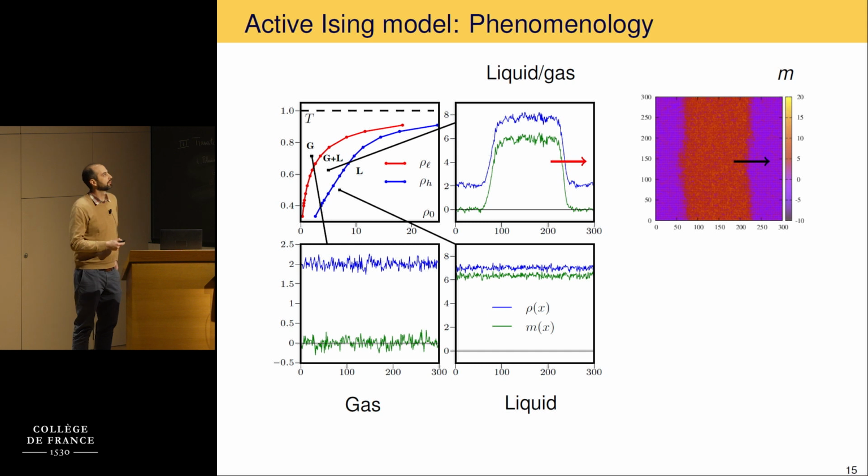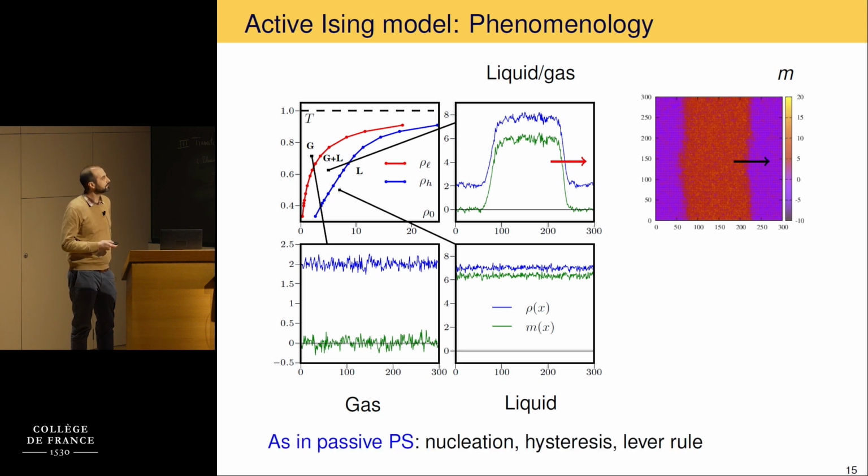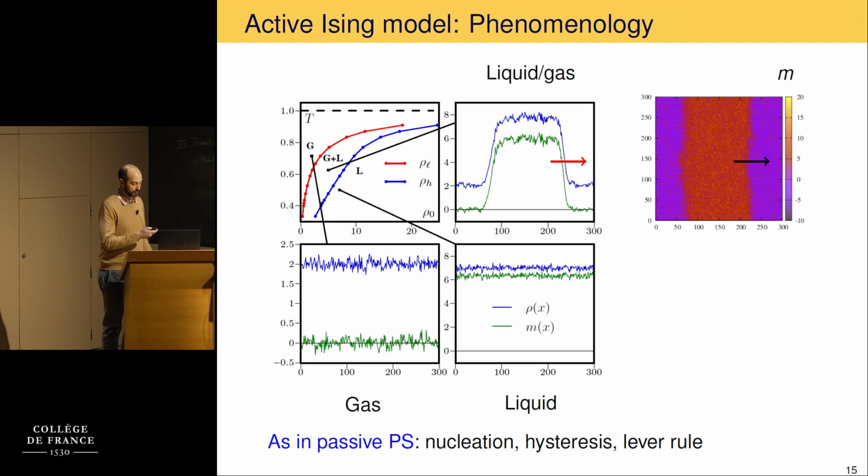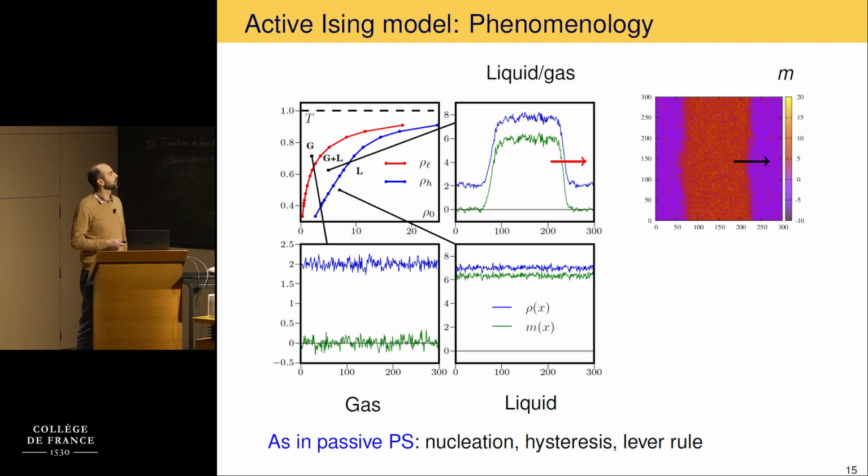Here is how it looks in 2D. You have these large bands that are moving inside the gas. So it has all the characteristics of phase separation. You can see nucleation or spinodal decomposition, depending on where you are on the phase diagram. You can see hysteresis. You have the lever rule. The position along the horizontal line gives you the fraction of liquid. So everything that you have in the usual phase separation.